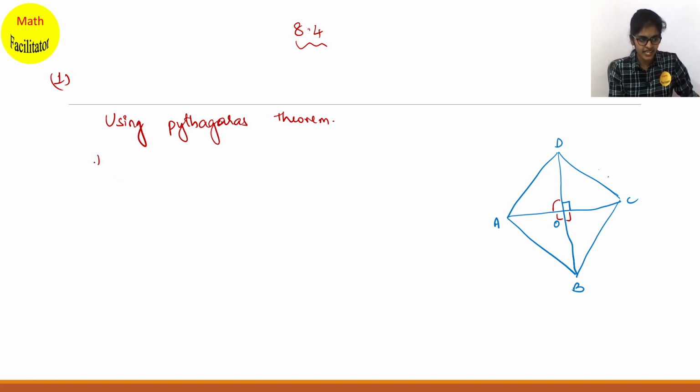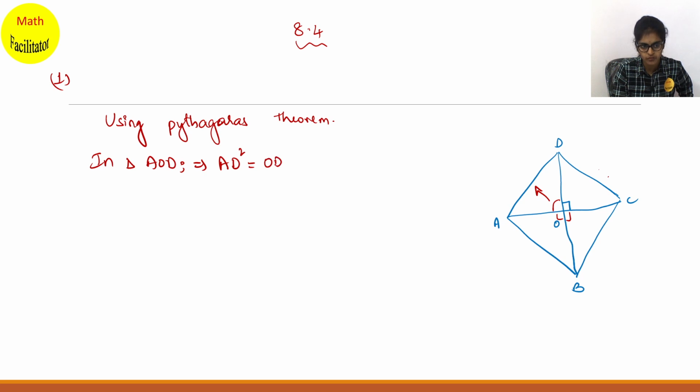See, in triangle AOD, you can write. So where is the hypotenuse? Hypotenuse is the side opposite to the right angle. So AD is the hypotenuse. So AD square is equal to OD square plus AO square. Again, this is the right angle, so the side opposite to this is the hypotenuse. So in triangle AOB, you can write AB square is equal to OA square plus OB square.